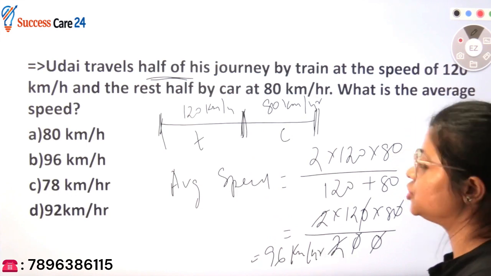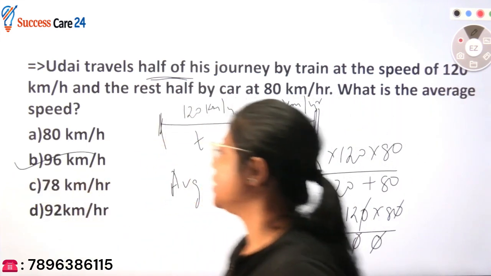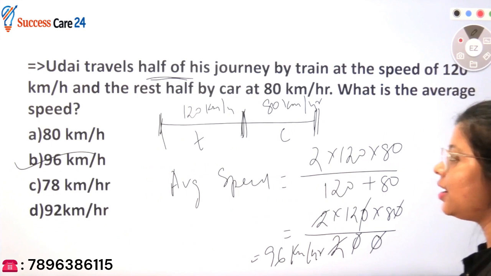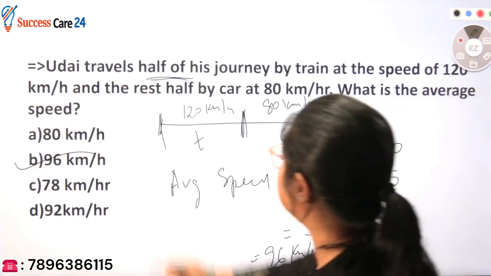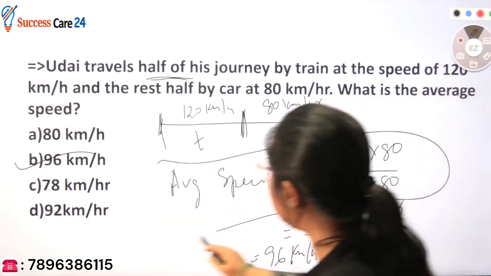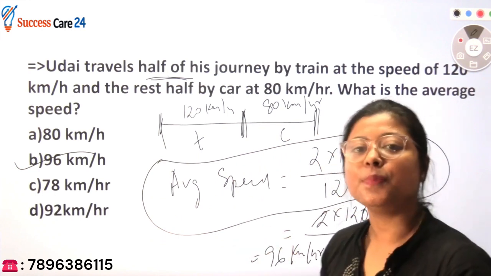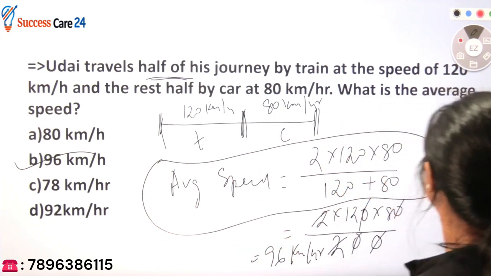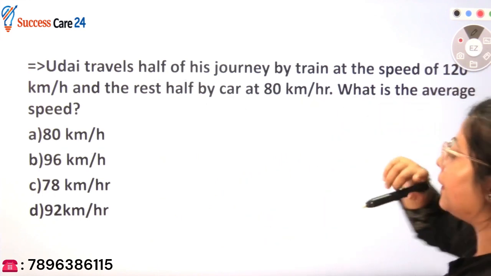So do we have the option? Yes, we have option B. So 96 km per hour would be the answer. The main thing is we can use this formula because they are covering the same distance. Alright, so let's move to the next question.